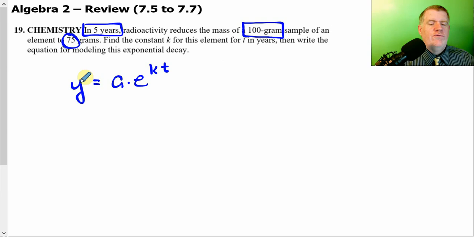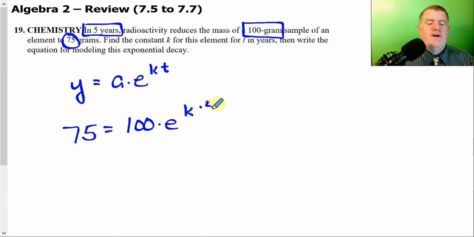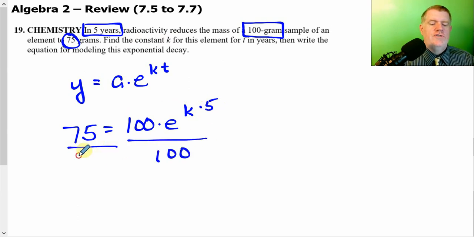So y is where we're at now. Now we're at 75. a is what we started with. We started with 100. k, we don't know, but we want to know what happens in 5 years. So there's our one unknown, k. Do a little division. 75 divided by 100 is 0.75, e to the 5k.